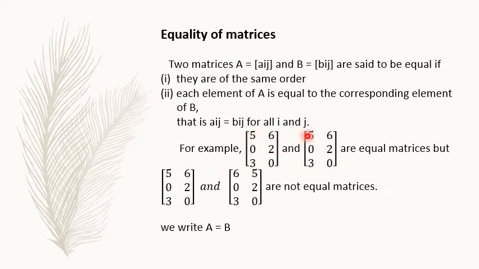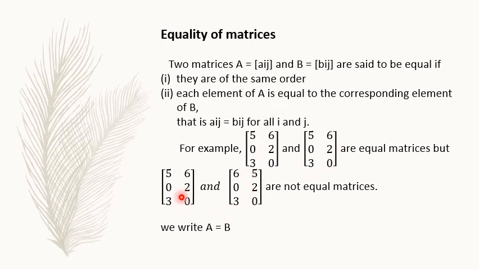The first elements are equal. The second elements in the first row are the same. Similarly, all are the same. So these have the same order. It is a 3 by 2 matrix. This is also a 3 by 2 matrix, and it satisfies the second condition. That is, each element of these two matrices is the same.